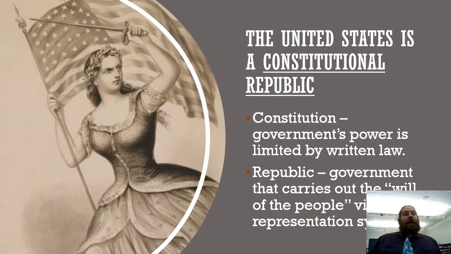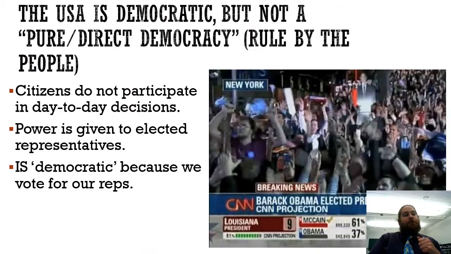So when we talk about America, the United States is really not a democracy. We are a constitutional republic. We have a constitution that limits the power that our government has, and we're a republic. And a republic is a government that carries out the will of the people through representation. So you don't actually go and vote on the laws that are passed. You elect people to do that for you. And so the government is we the people, that's the republic, but we vote for representatives to exercise that power for us. So the United States is not a pure democracy.